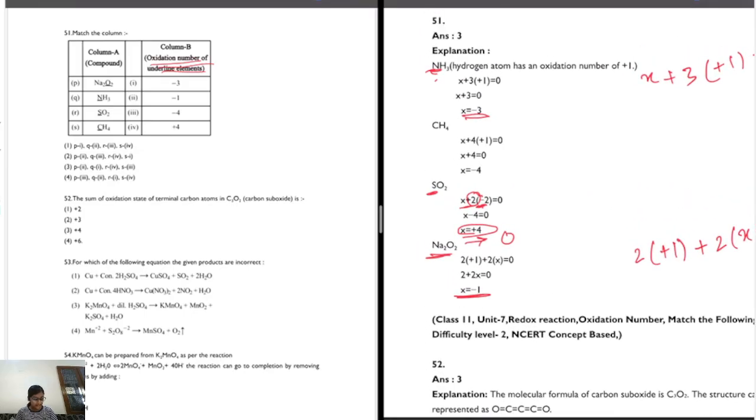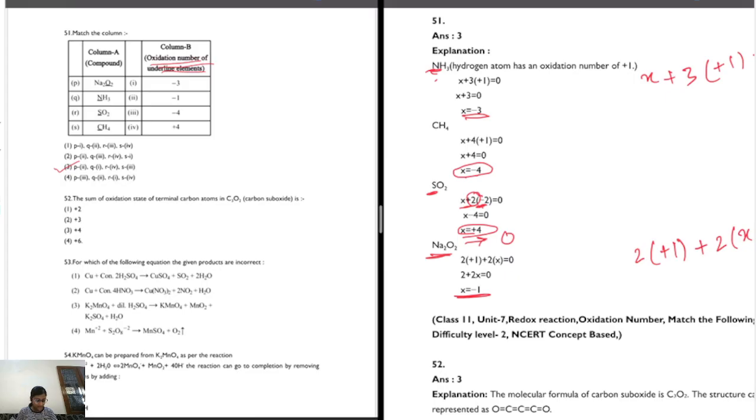And lastly, we have CH4, the underlined element being the C atom. So it will be considered as X. X plus 4 into plus 1 equals 0. Therefore, we have x plus 4 equals 0, and we'll have x equals minus 4. Upon matching all these with column B, the final answer will come out to be 3. Okay.